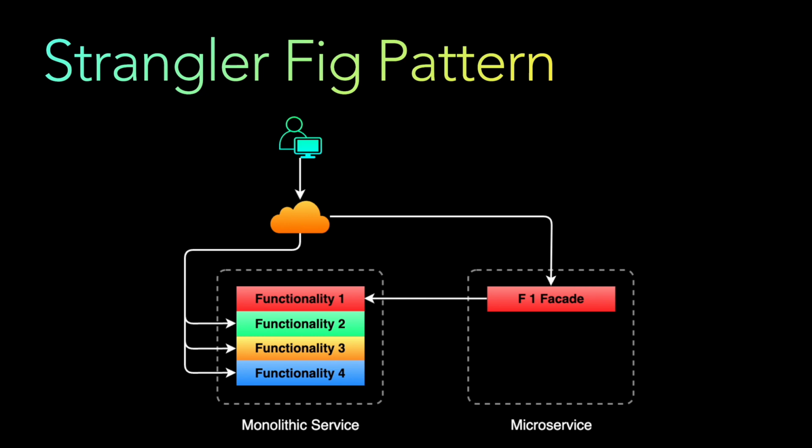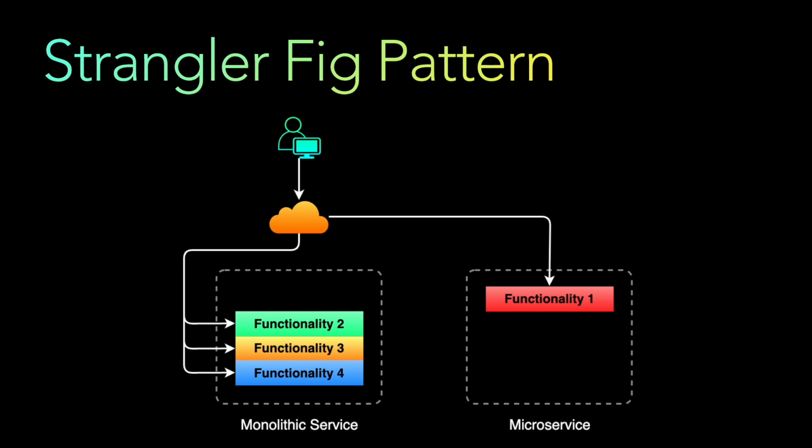Once that is done and you are seeing that the traffic is being handled, you have tested it, you can basically then move the entire functionality to the microservice, right? Remove the facade, move the entire functionality to the microservice. So now we are at a stage where we have shifted 25% of the monolithic service, which is say functionality 1, to a new microservice, right?